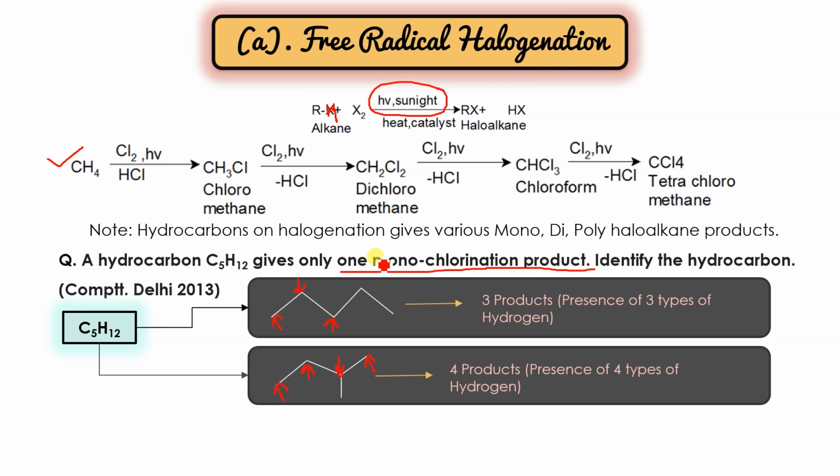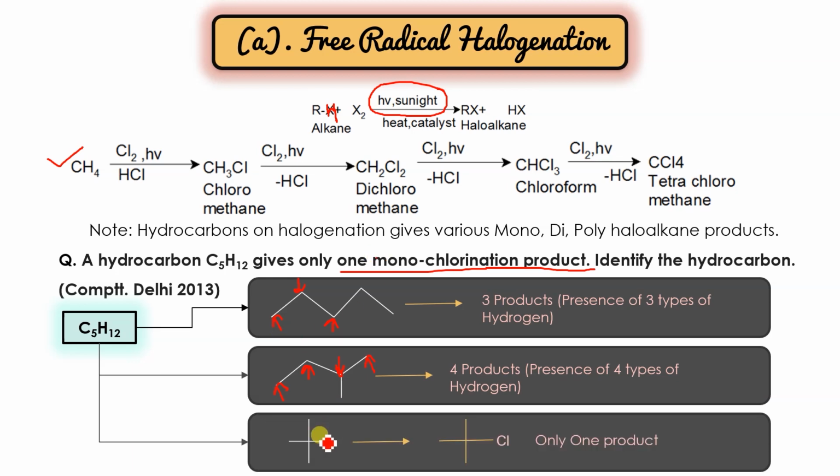So the next structure is neo. If you draw the neo, either you attach chlorine from here, chlorine here, or you attach chlorine here or here or here. It is going to give you the same product, only one product. So that's why neopentane is the structure of C5H12 which will give you one monochlorination product when it is treated with the halogen in presence of sunlight. I hope it is clear. Yes.